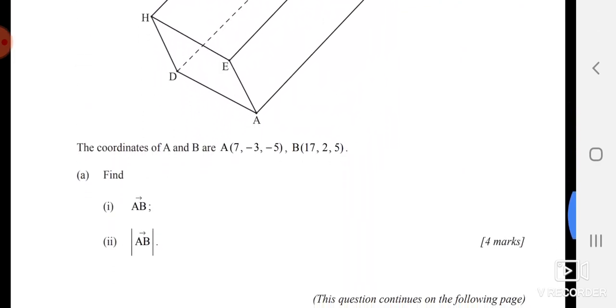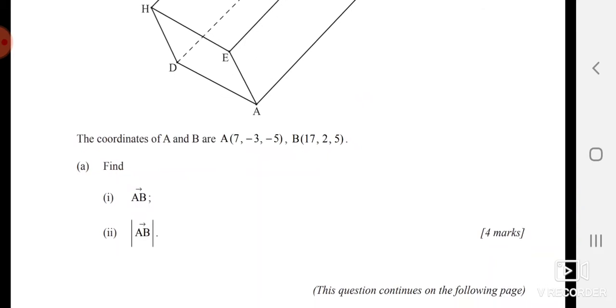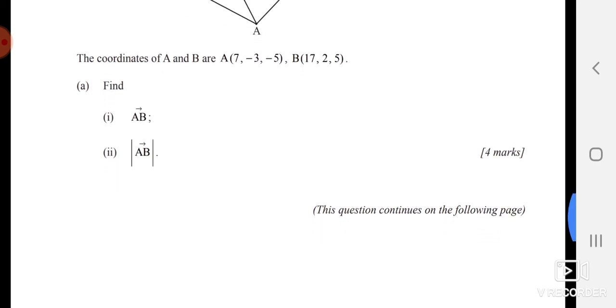Now I'm moving forward in this question. This is once again a vector question. This is AB, and AB could be calculated by OB minus OA. A and B are given. You can convert them into position vectors. In position vectors, I mean first you will write in column vector form 17, 2, 5 vertically, minus OA, and OA's value is 7, minus 3, minus 5 vertically, and then you will subtract correspondingly. This way you can get AB, and then there is the next question, the magnitude of AB.